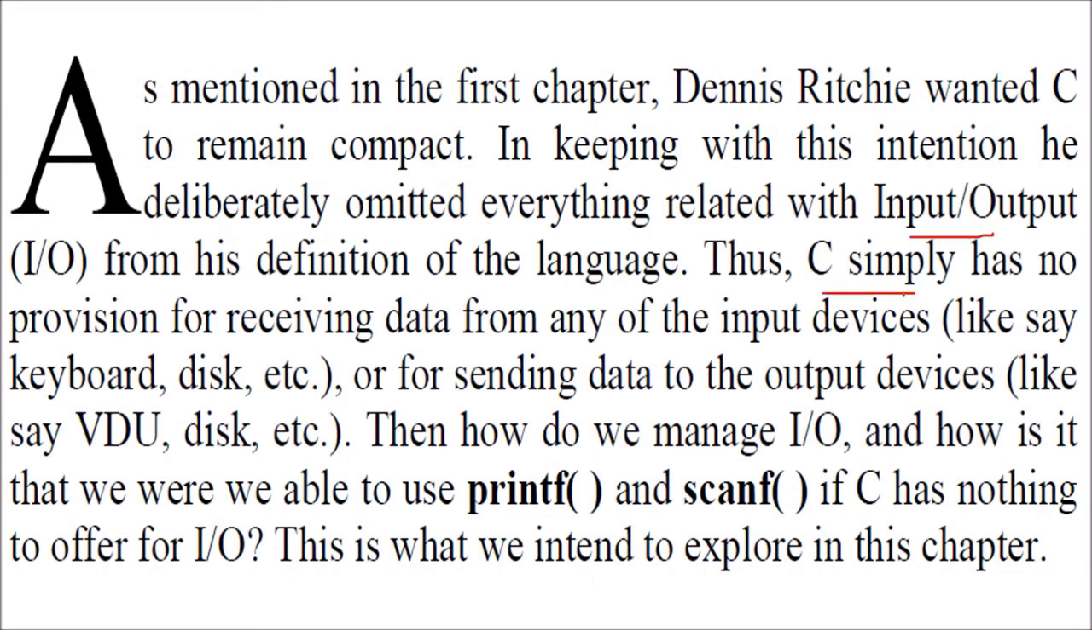That means C has no provision for receiving data from any of the input devices, like the keyboard and disk, or for sending data to output devices. Then the question arises, how do we manage input output? We have already seen we have been using printf and scanf. If C has nothing to offer for input output, then how are we going to do input output?